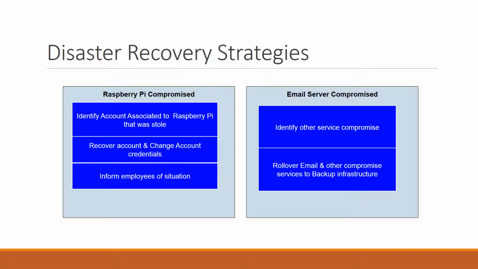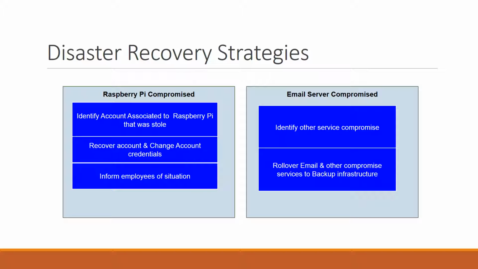Alright, now let's take a look at the disaster recovery strategies. There are two strategies we want to look at: Raspberry Pi compromise and the email server compromise. For the Raspberry Pi compromise, we want to first identify the account associated to the Raspberry Pi from which it was stolen. We then want to recover the account and change the account credentials to ensure this malicious user does not have access to the Raspberry Pi.